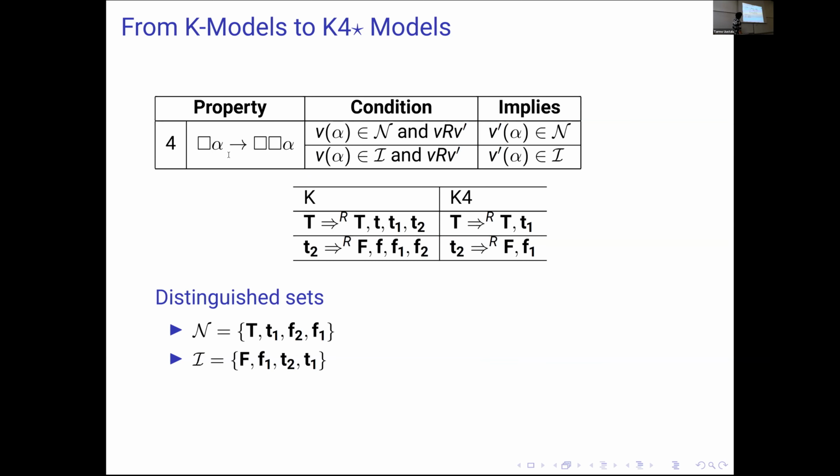So with the axiom 4, if something is necessary, it has to go to something which is also necessary. So meaning this is K. But if these two are not in the set N, then we remove it back. So this is the condition that we have for K.